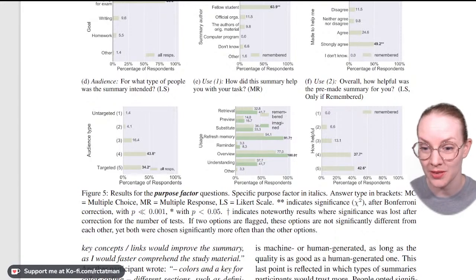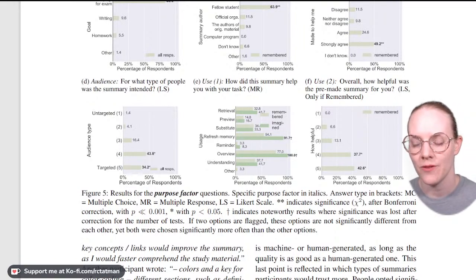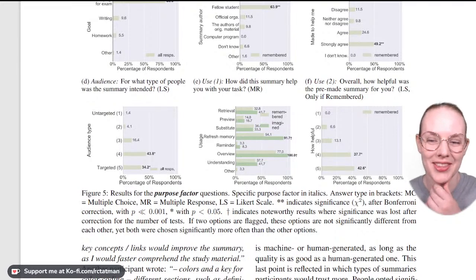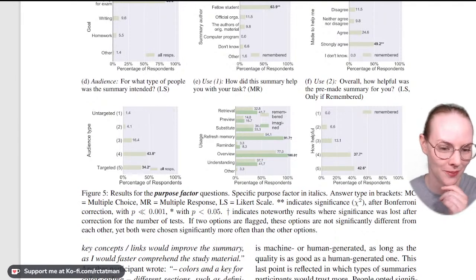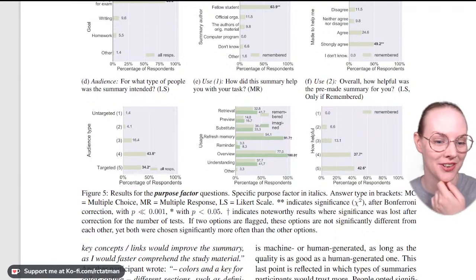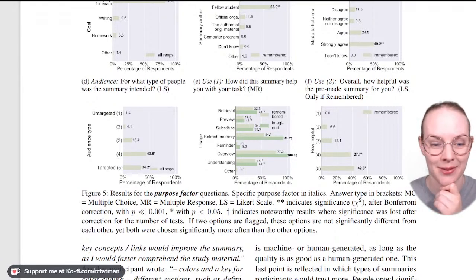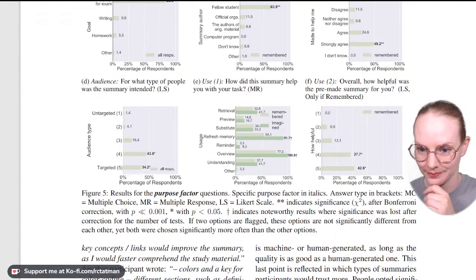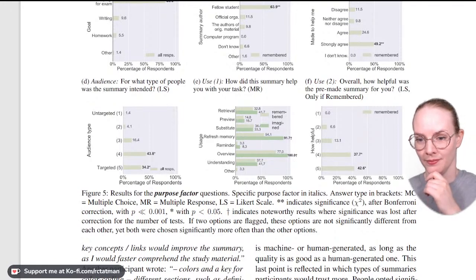So for people who are just imagining a summary, they said that it was very helpful for refreshing their memory or an overview. For people who are remembering a summary, the only thing they said more than the imagined people was that it was a substitute. So these are maybe some students who are not doing the reading, but still want the information, which, like I said, I have an English literature degree, as well as a linguistics degree. So I understand what it's like to be overwhelmed by reading. Yeah, interesting.